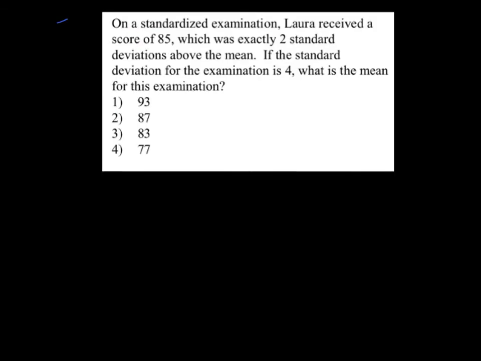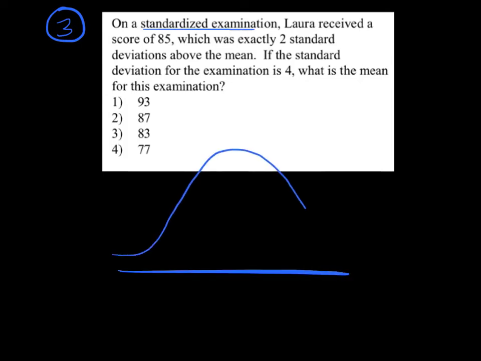78. We're sticking with our theme of standardized tests here. So we've got another bell-shaped curve. New drawing for every single problem. It gets way too confusing if we try to use the same drawing repeatedly. Now this one's got just a slight new twist in it. Laura scored an 85, and that's 2 standard deviations above the mean. That's impressive. I tell you, it's very difficult to score 2 standard deviations above the mean.